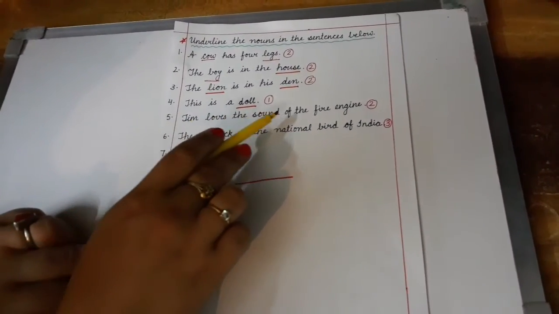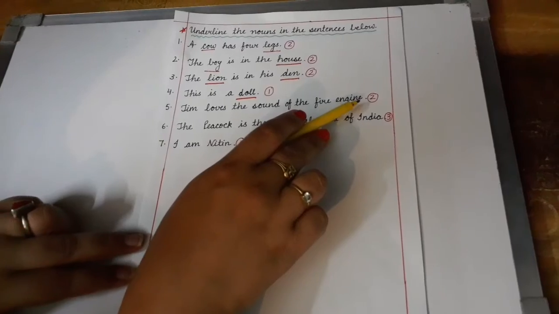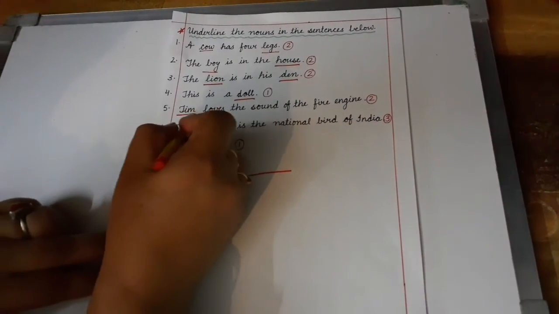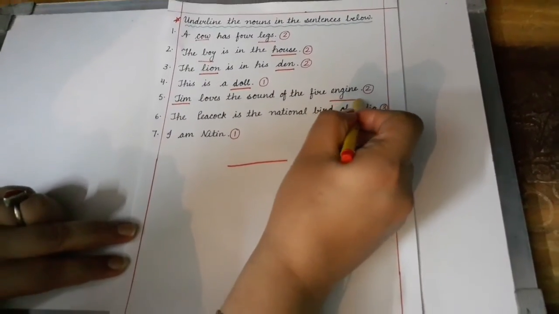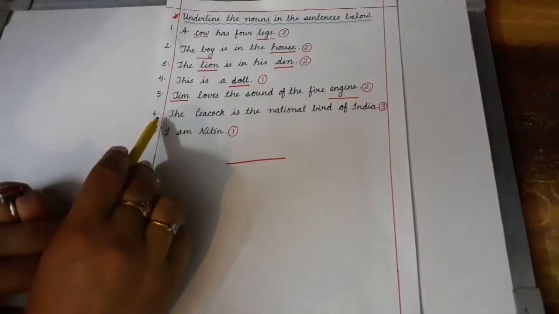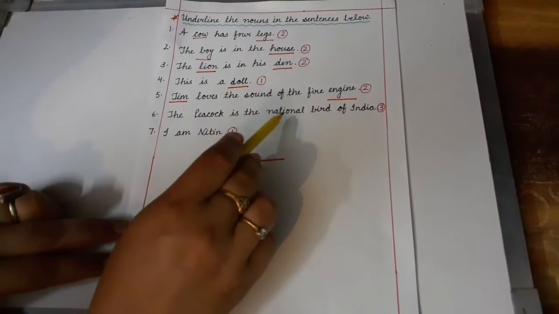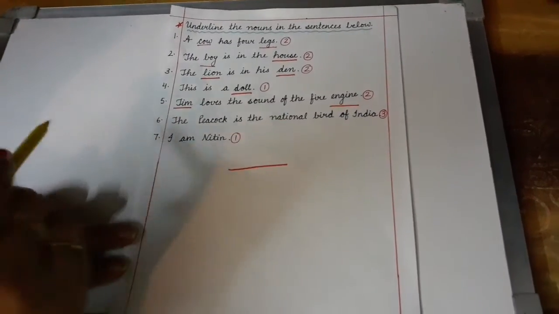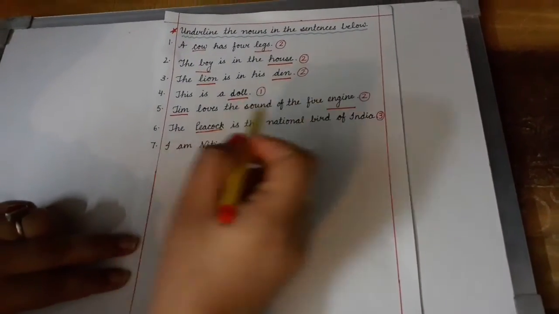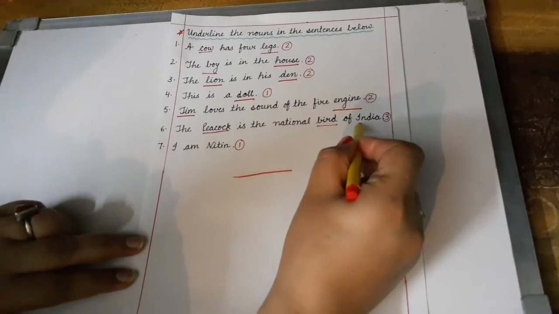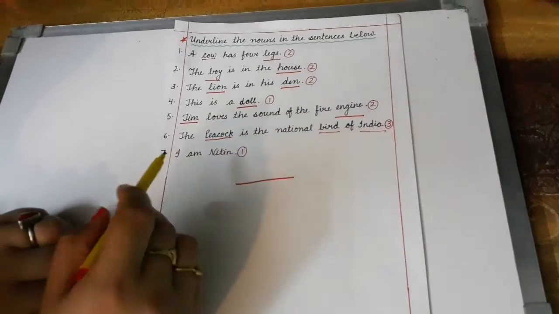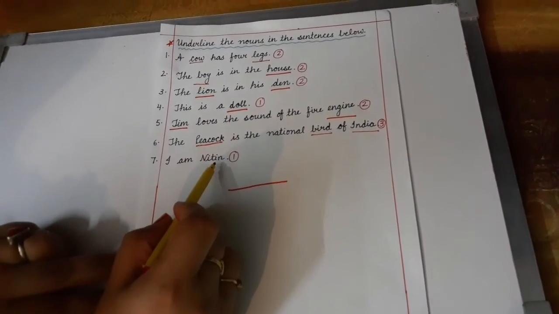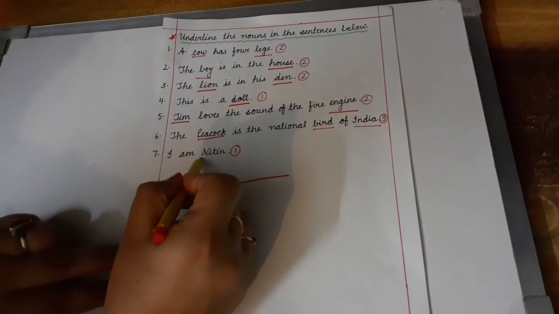Tim loves the sound of the fire engine. There are also two nouns, Tim, engine. Six. The peacock is the national bird of India. There are three nouns: peacock, bird, India. I am Nathan. There is only one noun, Nathan.